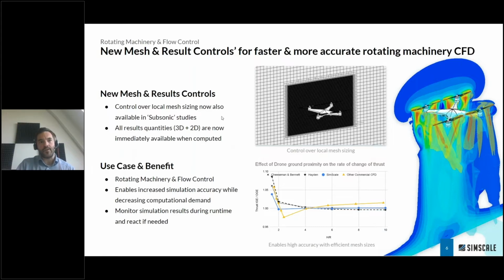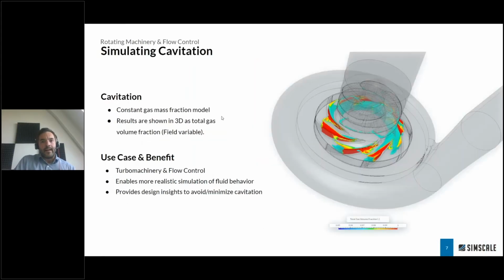So much for rotating machinery and flow control. Oh, no, that's actually not true. We have another one for rotating machinery and flow control. We introduced new physics, and that is a first cavitation model for the subsonic analysis type, where you're able to simulate local cavitation or the local risk of cavitation inside turbomachinery. Very relevant, again, for engineers dealing with all sorts of hydraulic turbomachinery.